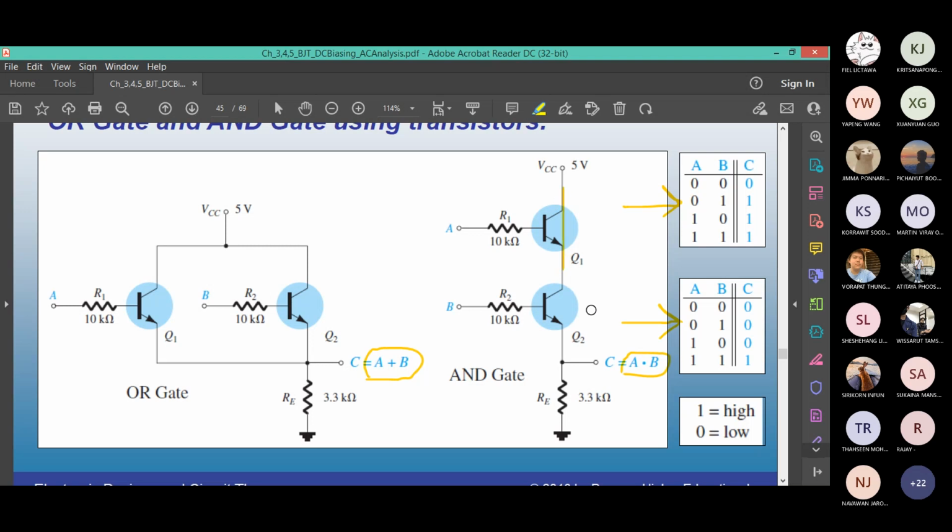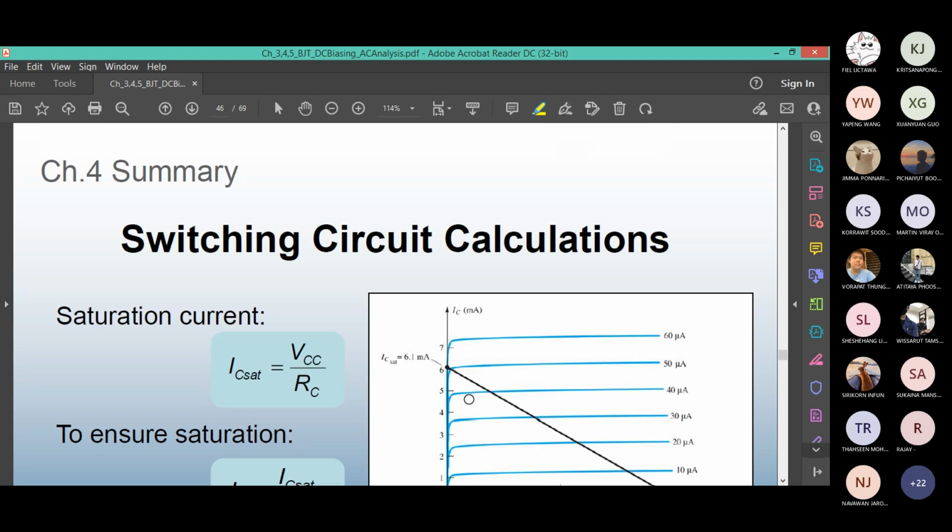Close the path of Q1, turn it on, but Q2 is off. The current will stop here. At point C, there is no output. Finally, make both of them on. Now there is a full path. You will sense a high output on C. That is the logic gate AND using transistors. So the way you arrange the transistors, you can get AND or OR, two simple gates.